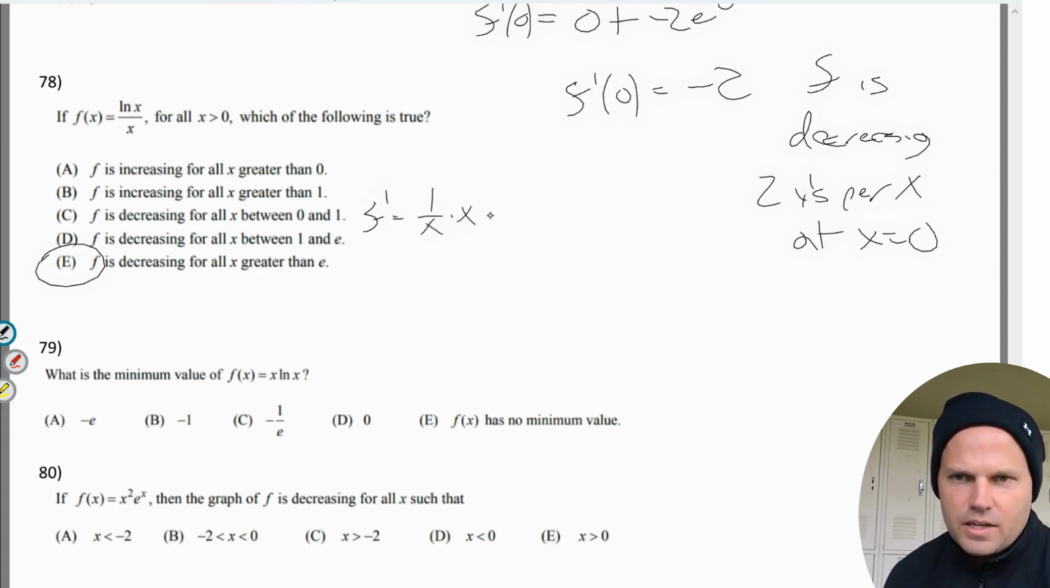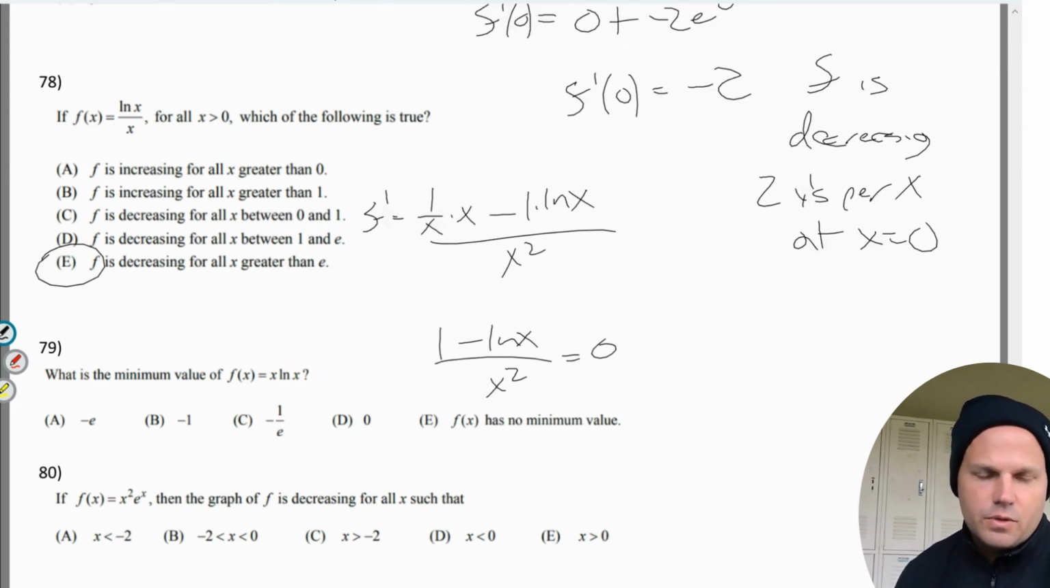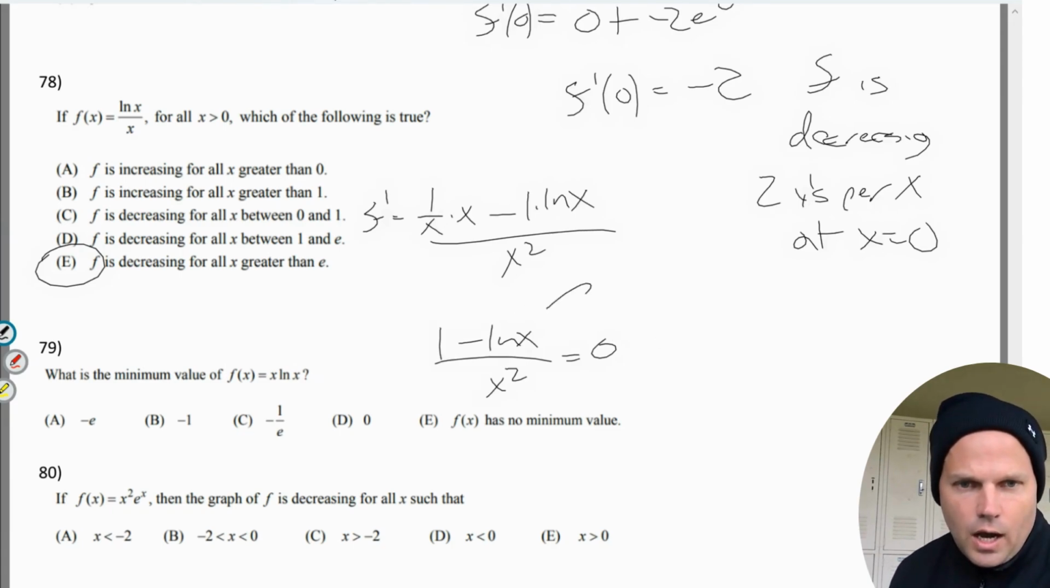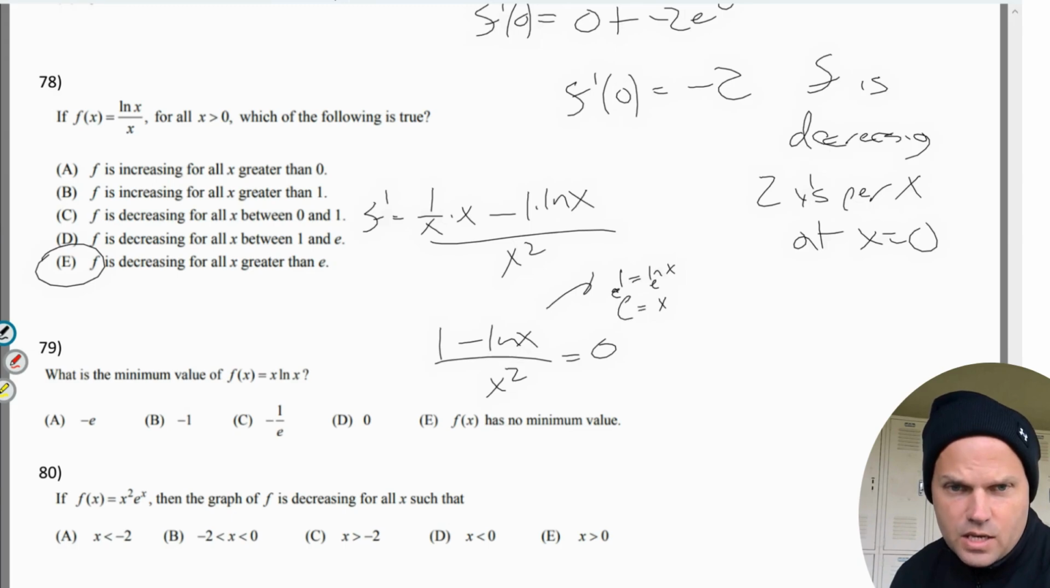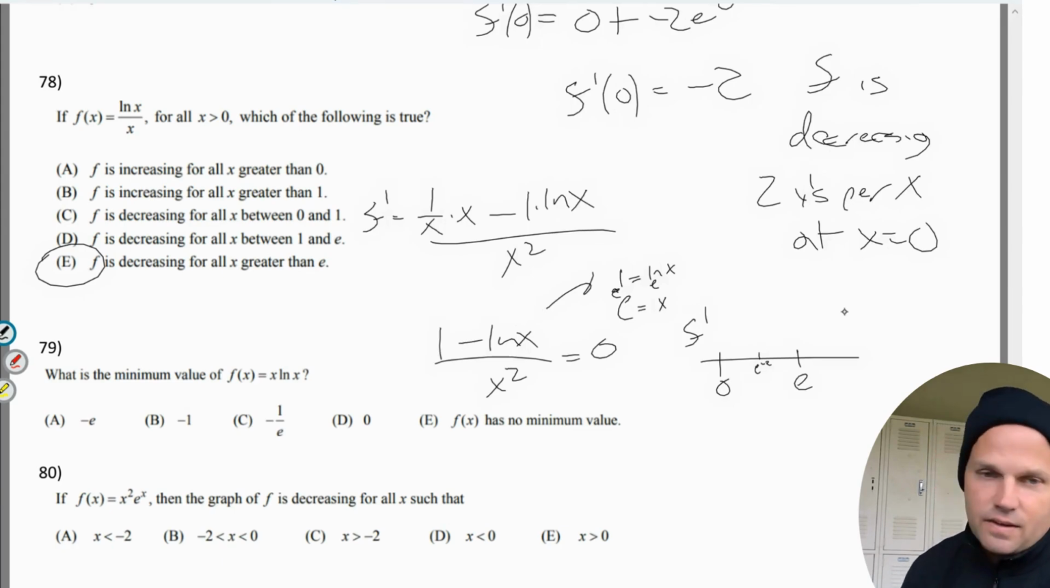Slopes of the top times the bottom minus the slopes of the bottom times the top, all over the bottom squared. We would then set this equal to 0 to find our critical points, and then we would do a sign analysis to figure out when we are increasing or decreasing. We would have that x has to equal e, or 1 equals log x, e to the power of both sides, x equals e. We'd start at 0. We go to e. This is f prime. If I plug something in like e to the negative second, it's 1 minus negative 2. This is a positive. If I plug in something like e cubed, it'd be 1 minus 3.